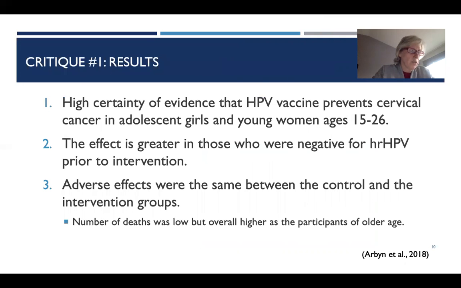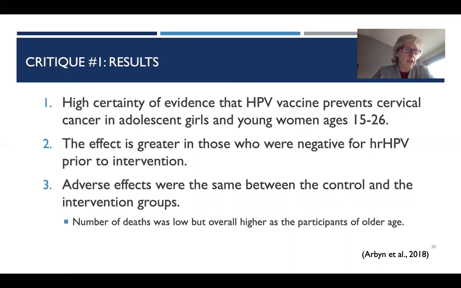So the results of this critique were that there was a high certainty of evidence that HPV vaccination prevents cervical cancer in adolescent girls and young women ages 15 to 26. This is the results of the meta-analysis. The systematic review actually created extensive review tables similar to the literature review that I showed on an earlier slide. So if you're interested in this data, it's great to pull the Cochrane review and go through it.